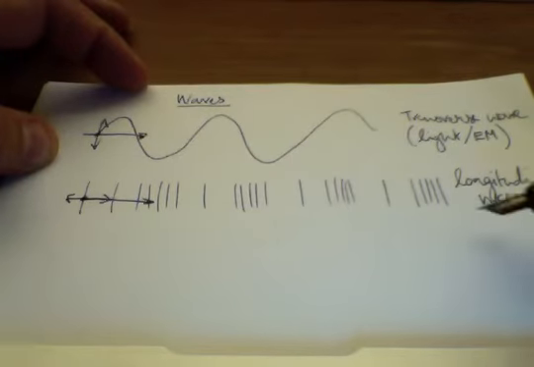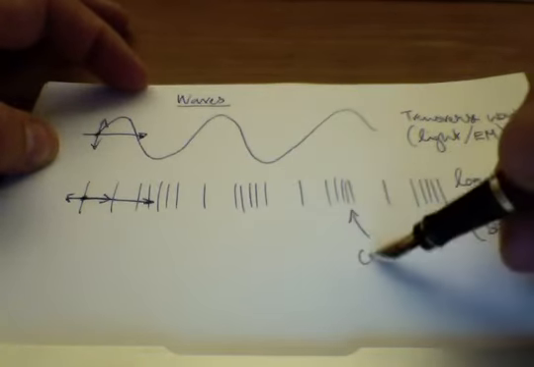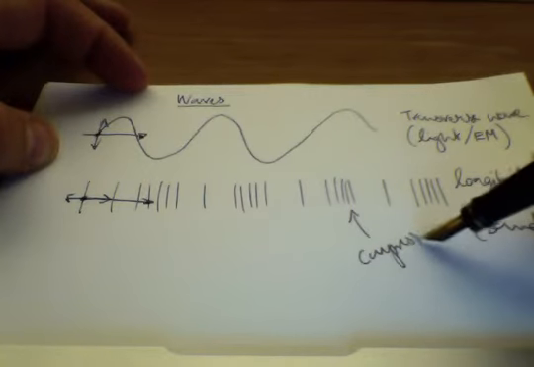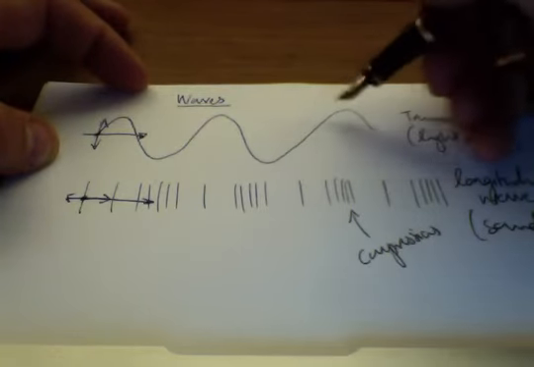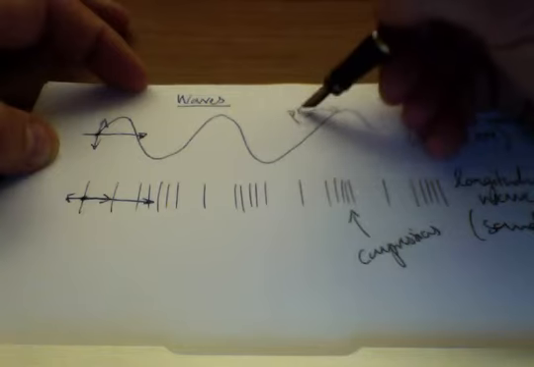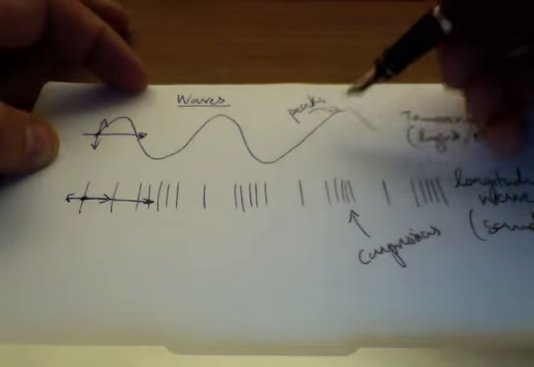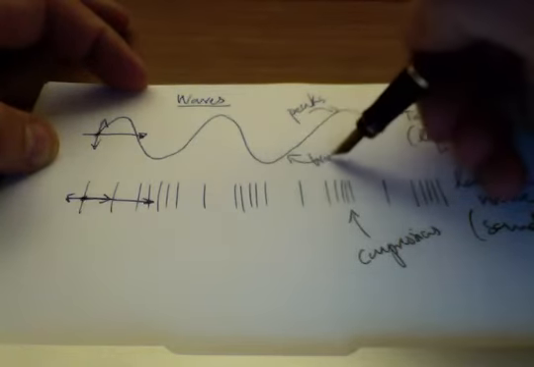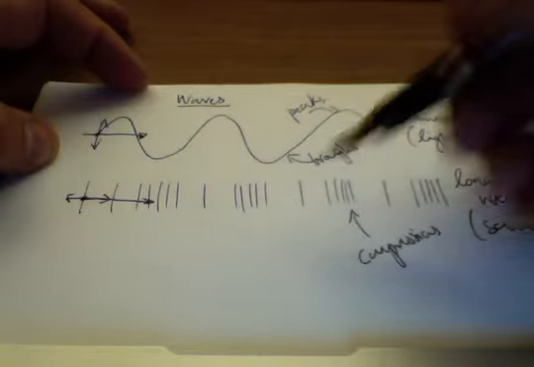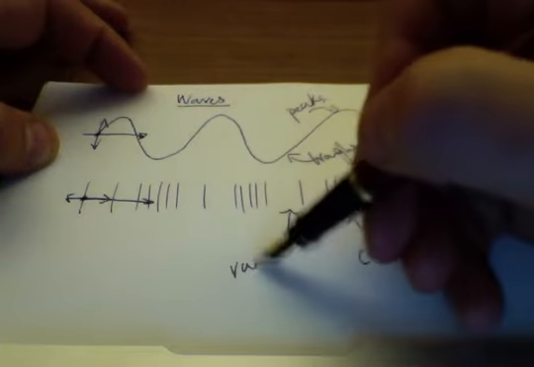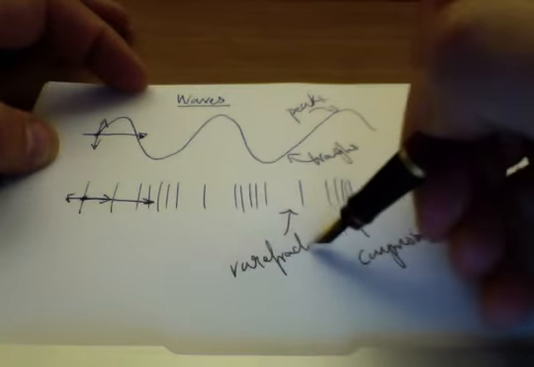And if we need to use an example, we often use sound as the example for a longitudinal wave. A longitudinal wave has these compressions, whereas a transverse wave has these peaks, like the equivalent positions. And we have these troughs, whereas we have these rarefactions.